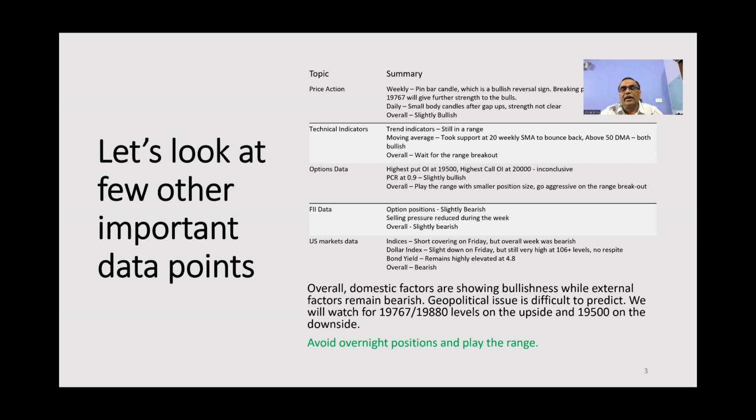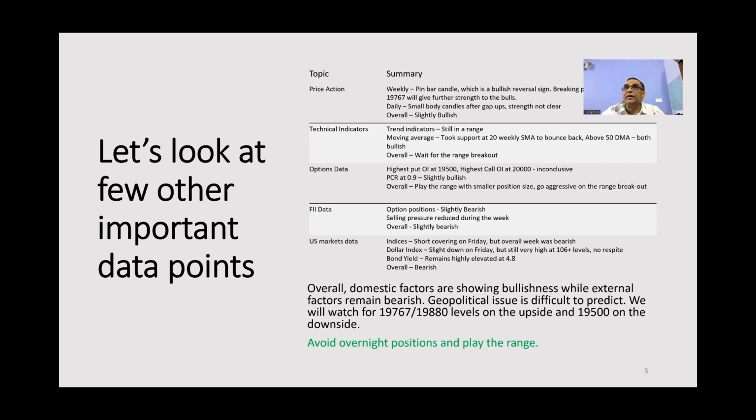FII data, FIIs continued to sell, but the selling reduced gradually as the week progressed. And Friday, it was pretty low. So remains slightly bearish, but not as bearish as it was previous week. The US markets, for the first 4 days of the week, they remained very, very bearish. But the Friday, pretty much the price engulfed the previous 4 days of the week. So the Friday candle engulfed Monday to Thursday candles on S&P 500 index. And that's a positive sign.